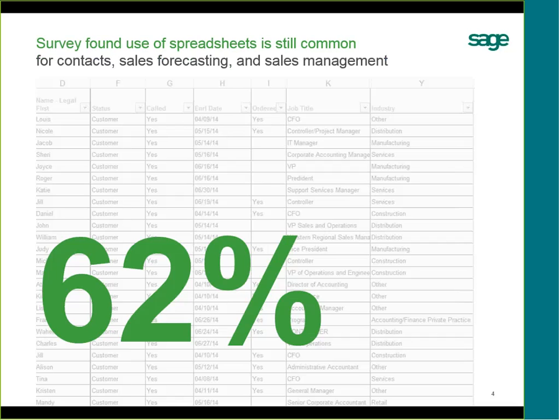Another survey that we found, and I thought this one was quite interesting but also pretty scary, is that 62% of organizations are using spreadsheets to manage sales forecasting and sales management. That's a lot. Putting this stuff in Excel and tracking it that way, whether it's leads, opportunities, marketing campaigns, or customer service issues, what might be the problem with doing that?